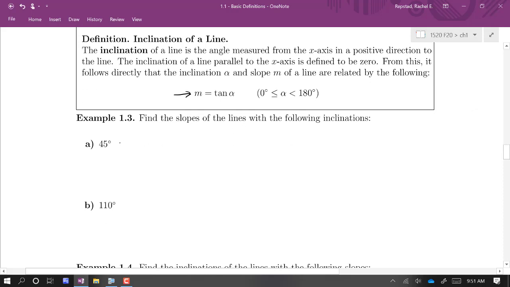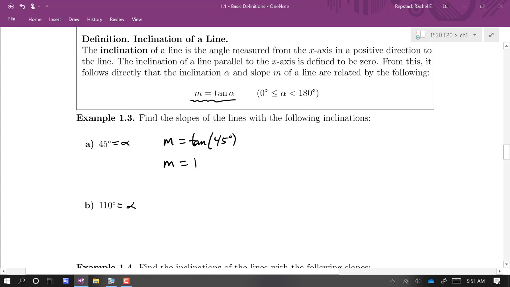We're going to do a couple of examples here. We're going to find the slopes of the lines with the following inclinations, and that's just a direct application of this equation, m is tan alpha. So they're telling us what alpha is. So 45 degrees is alpha. So m, the slope, is tangent of 45 degrees. You could use your calculator if you like. 45 degrees is a really convenient angle. Tangent happens to be equal to positive 1 at this point.